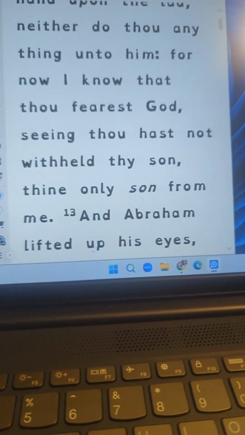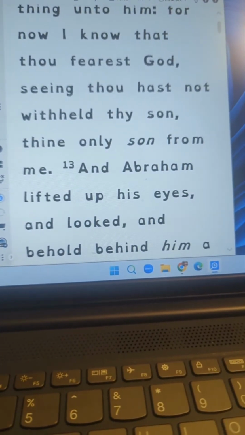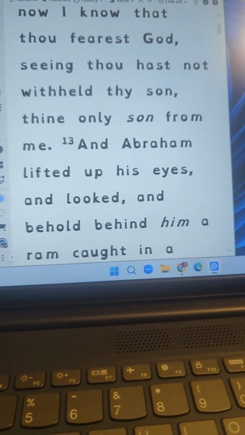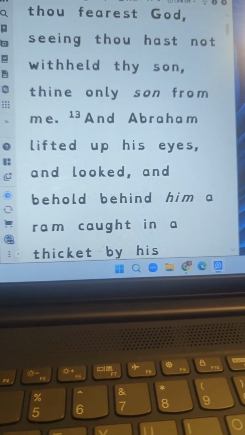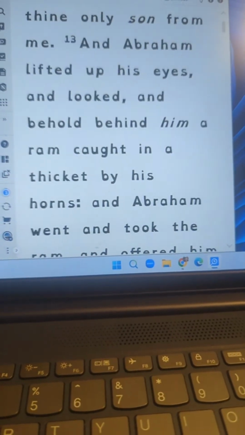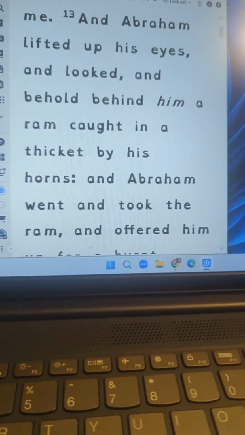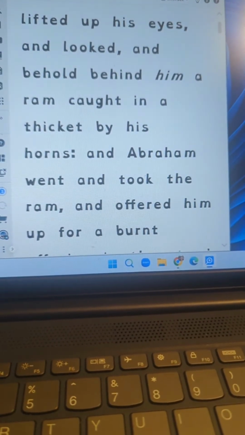And Abraham lifted up his eyes and looked, and behold, behind him a ram caught in a thicket by his horns. And Abraham went and took the ram and offered him up for a burnt offering.